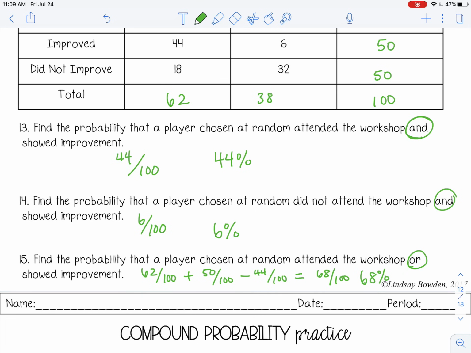All right, you can stop the video now and complete the practice and check it with your teacher.